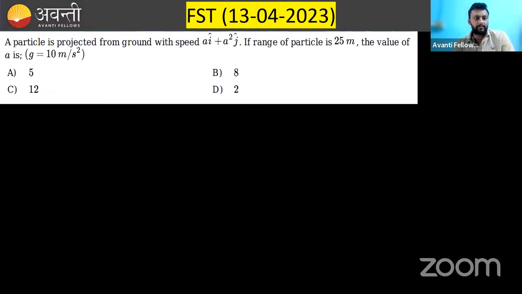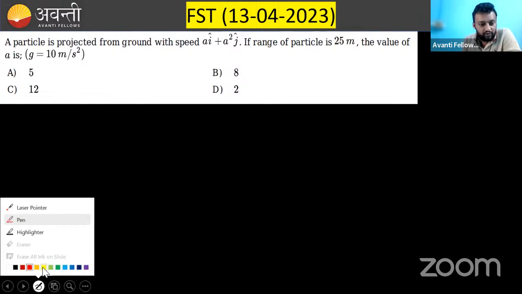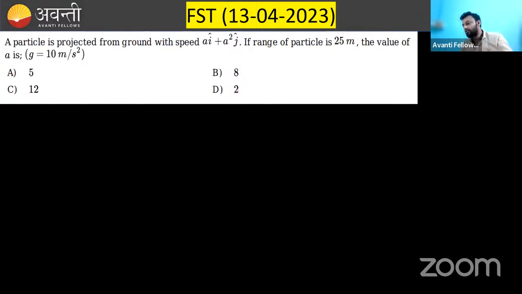Now this is again a good question. A particle is projected from ground with a speed a î + a² ĵ. If the range of the particle is 25 meter, the value of a is? Take g as 10 meter per second square. Okay, someone has answered. Very good. Someone has answered A. Can I assume that you have solved this question during the exam? Then it's very good.